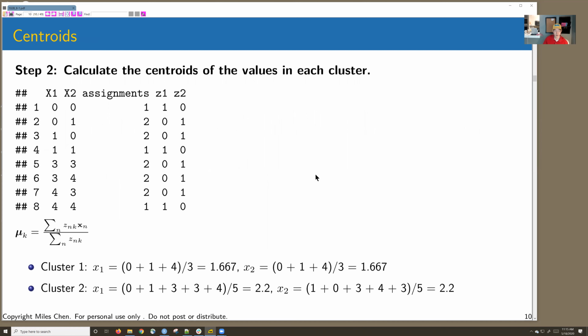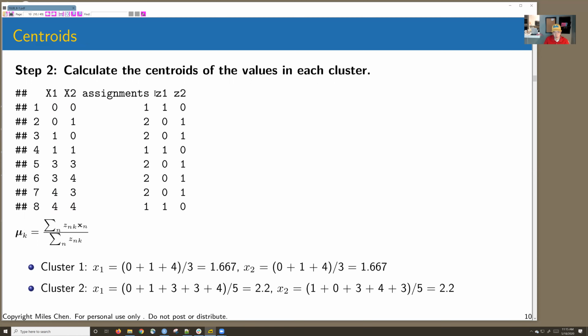And what we do is we calculate the centroids of the values in each cluster. Here we can see these are the X values: 0, 0, 0, 1, 1, 0, 1, 1, 3, 3, 3, 4, 4, 3, and 4, 4. These are our 8 observations, X1 and X2. And here is the column of assignments. This observation is assigned cluster 1. This observation is cluster 1. And this observation is cluster 1, okay?